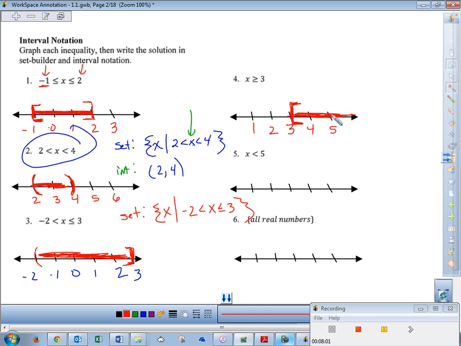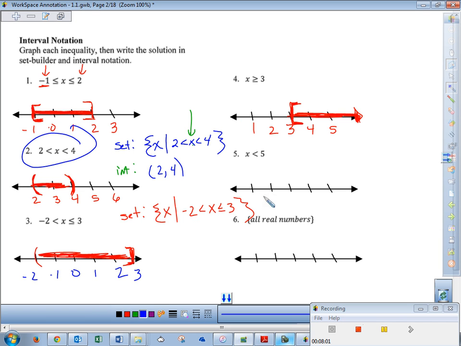Since that's a greater than symbol, I'm making the bracket go in this direction, pointing to where my actual ray is going to be. Again, I don't care on your homework or quiz next time if you use open dots and closed dots, or if you use brackets and parentheses. It's up to you, right? If it's right, I will count it right, and if it's wrong, I will count it wrong.